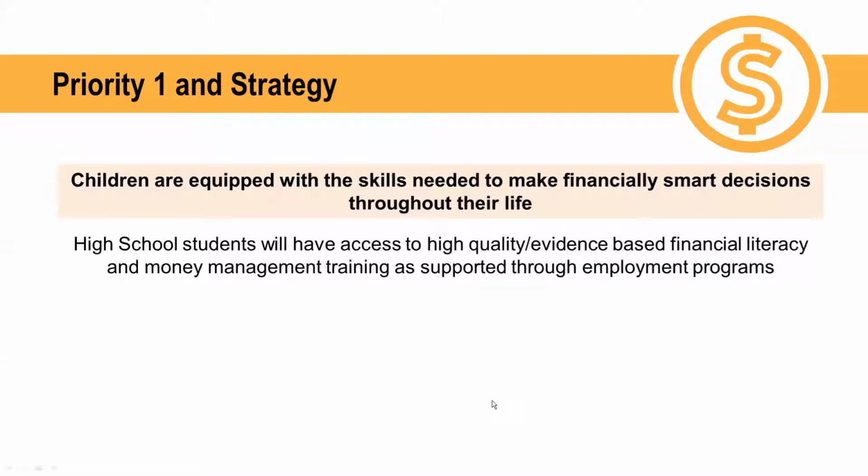So priority one and strategy one, because there is only one. This is brand new, and this is really to support financial literacy through employment programs. So children are equipped with the skills needed to make financially smart decisions throughout their life. And the strategy to do that is high school students will have access to high quality evidence-based financial literacy and money management training as supported through employment programs. So in order to comply with this, you must, 100% must, be helping these students become employed, and through that, helping them with their financial literacy. It is not financial literacy without employment, and it is not employment without financial literacy.